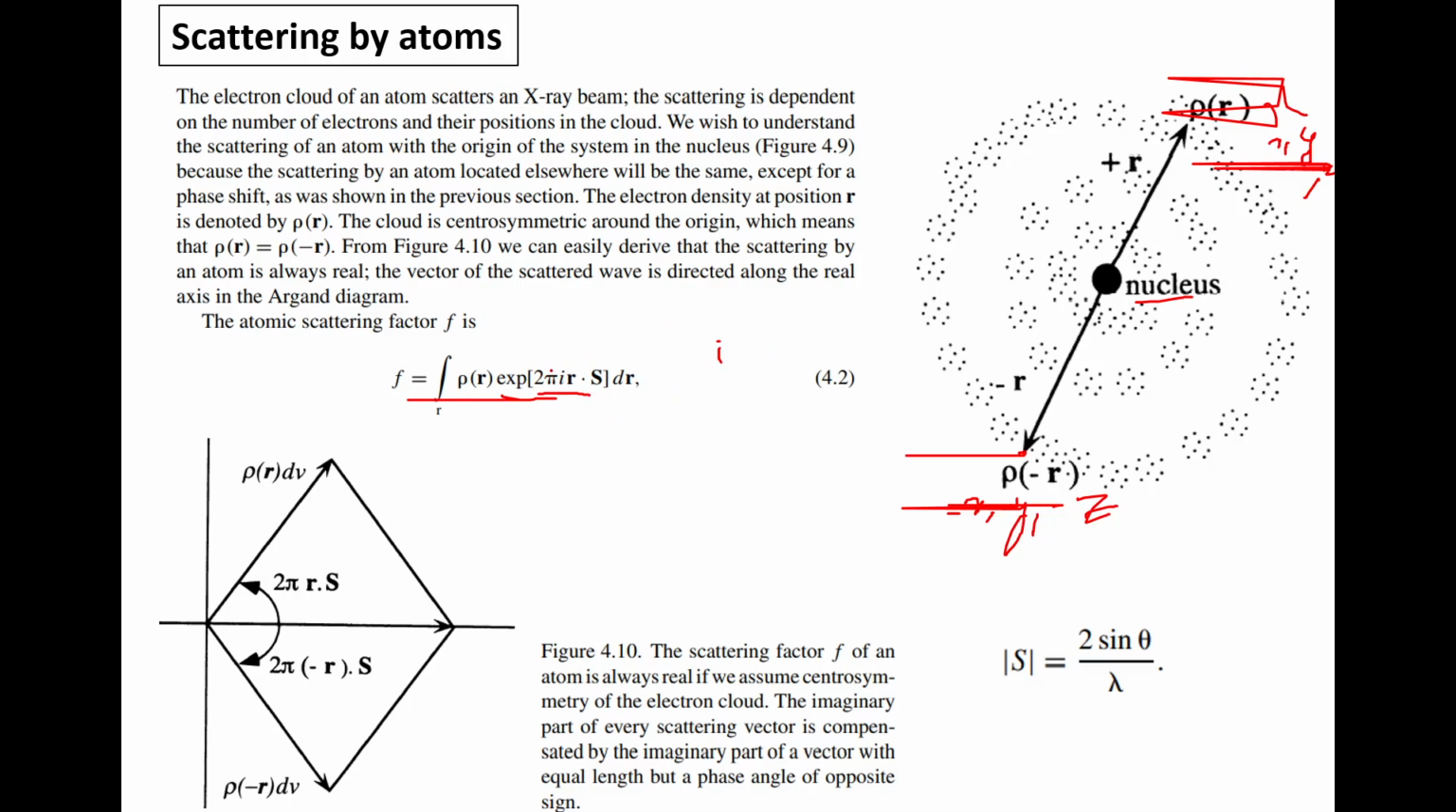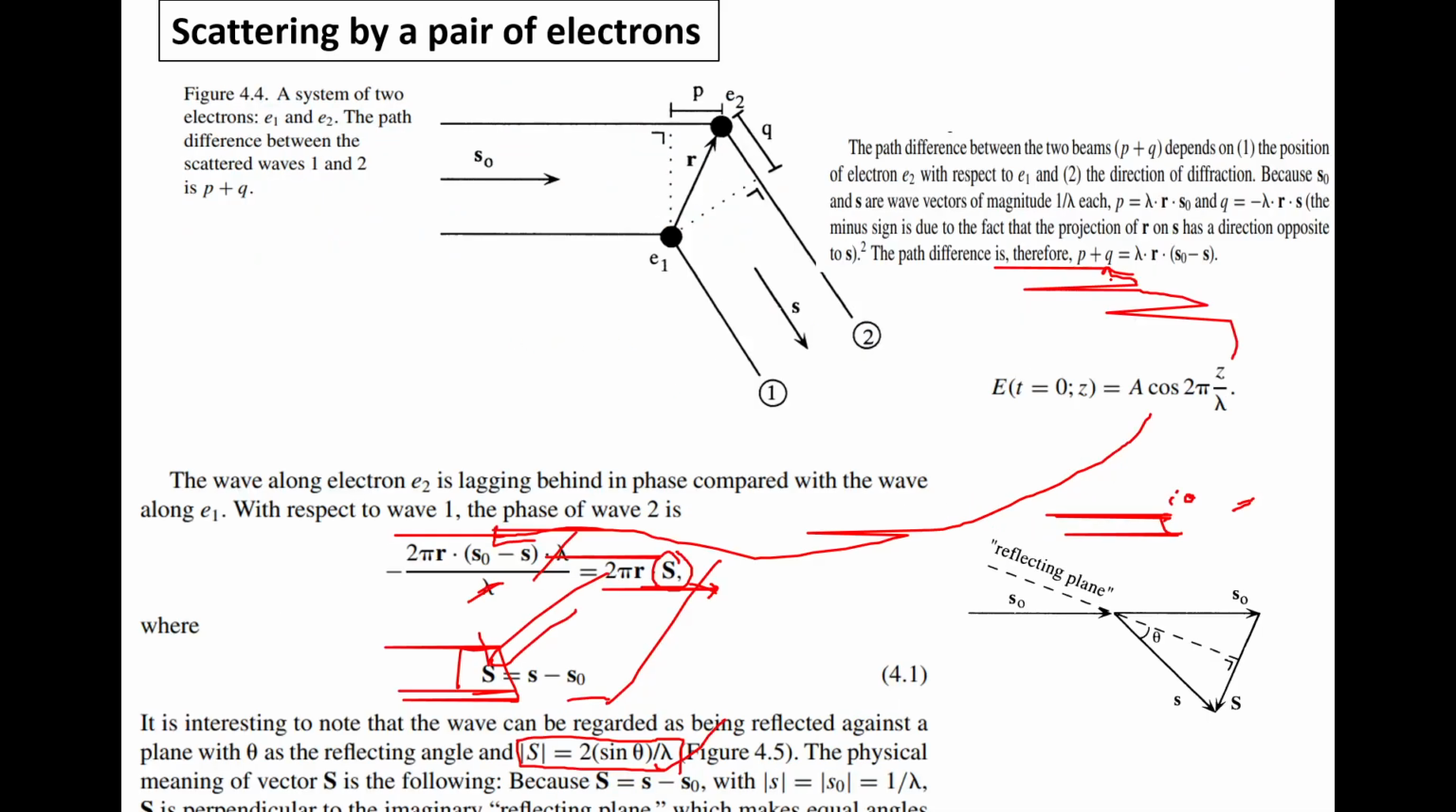You are getting that e to the power i theta, that theta value is 2 pi r dot s. Now for each electron, the electron density is rho(r), and this is your phase information, and the nucleus is your center. Just like in the first case, where this electron was the center, and you took positions of other electrons with respect to this electron.